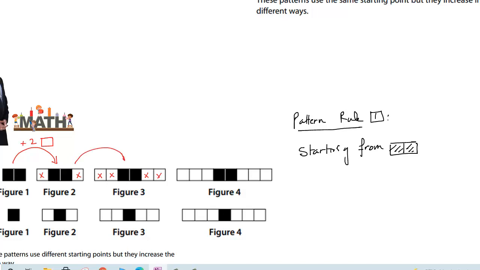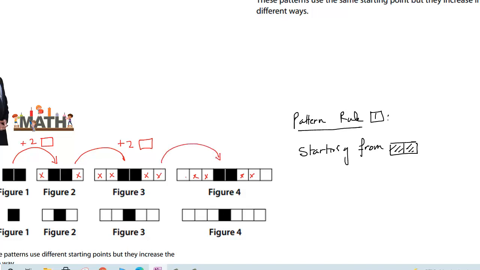That means I am adding again 2 white blocks. So now I have figure 3 with 2 black blocks and 4 white blocks. If I go to figure 4, I'm going to see the same 2 black, and here I have 2 and 2. So this is a repetition of figure 3.